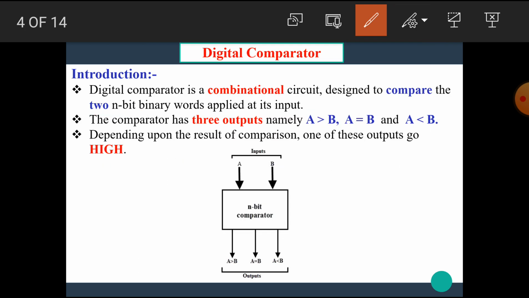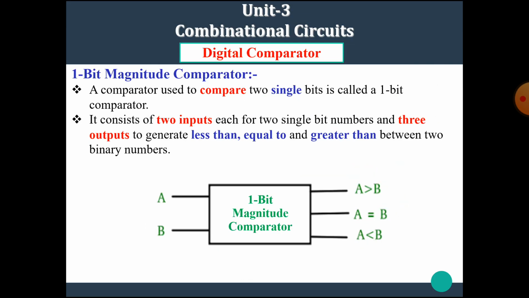That means if the two inputs A and B are given to the comparator circuit, then if A is greater than B, this output is 1. If A is equal to B, then this output is 1, and if A is less than B, then this output is 1. I hope you all understand the basic idea about the comparator.